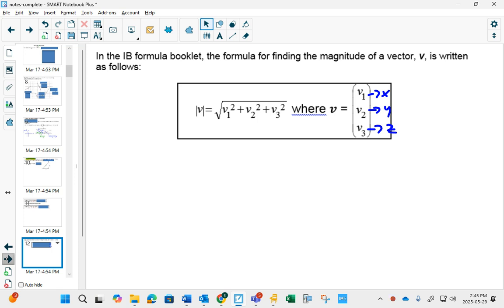So, question at the bottom, can you find the length of negative 934?